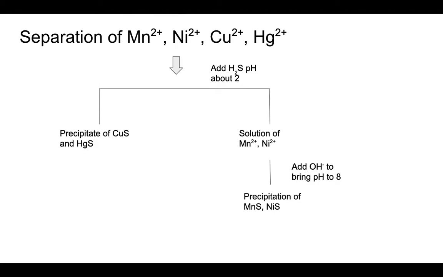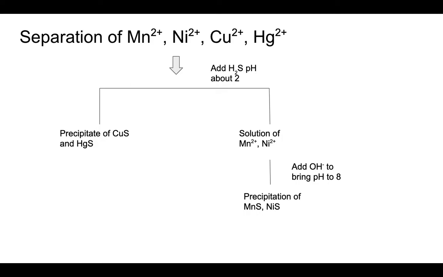Copper sulfide and mercury sulfide have very, very tiny KSPs. So they're actually able to precipitate even at that very small amount of S minus 2 that you're going to have at a pH of 2. So at a low pH, from this mixture of 4 ions, you can separate out the copper and the mercury. Then you can later redissolve them and figure out how to separate the copper from the mercury.